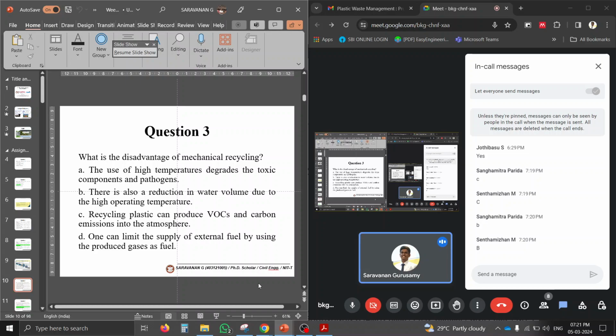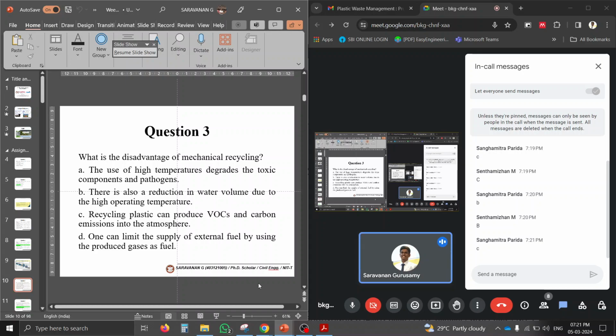So, what is the disadvantage of mechanical recycling? The use of high temperature degrades the toxic compounds and pathogens. There is also a reduction in waste volume due to high operating temperature. Recycling plastic can produce VOC and carbon emission into the atmosphere. One can limit the supply of external fuel by using the produced gas as a fuel. What are the disadvantages? Yes, C is correct.